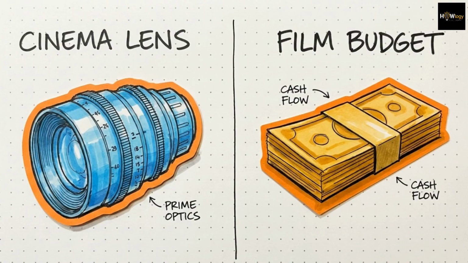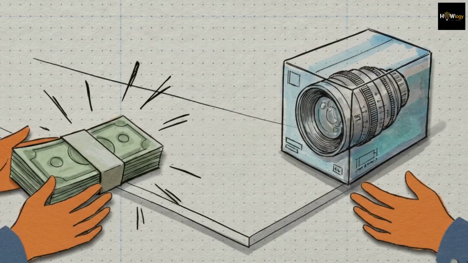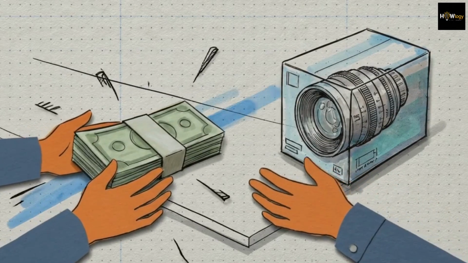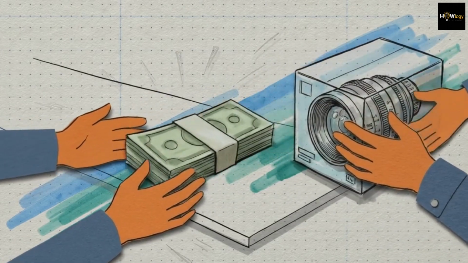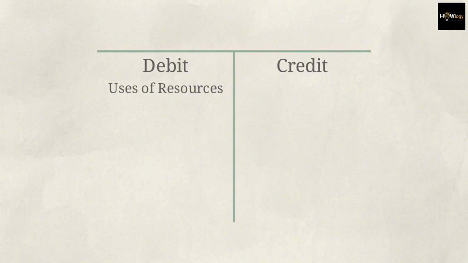To maintain that balance, we rely on the dual nature of accounting. Every single financial action you take creates an equal reaction elsewhere in the business. Every dollar has a specific source and a specific use. We track this action and reaction using a T account. The left side is labeled debit, recording the uses of your resources. The right side is labeled credit, tracking the sources of those resources.